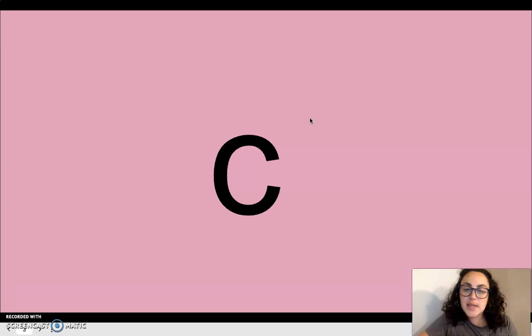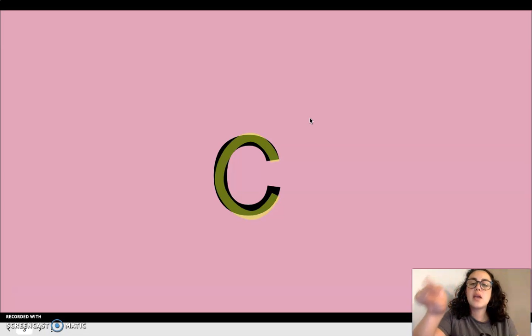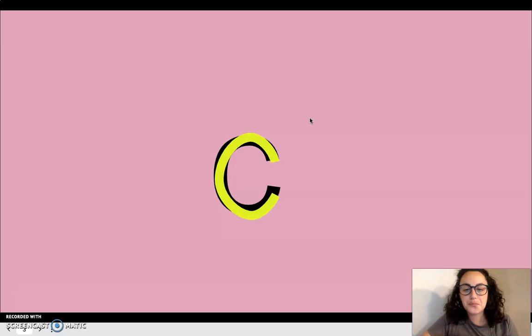And a lowercase c is just a little bit smaller, but it's the same curve. A big curve. Try it with me. Big curve. So we start at the top, and then we go down to the bottom.